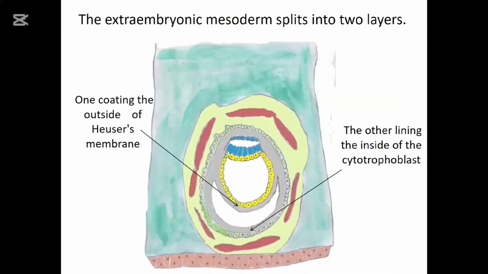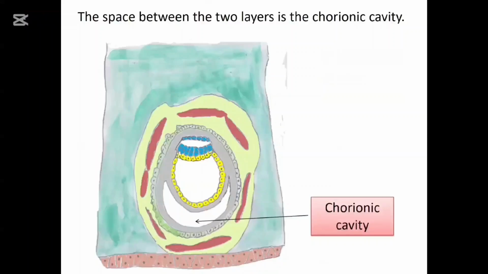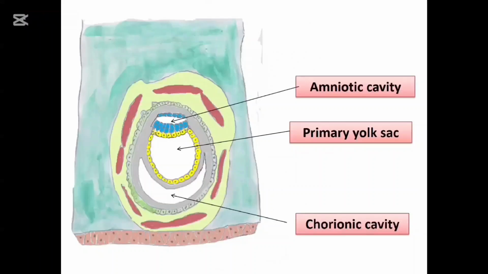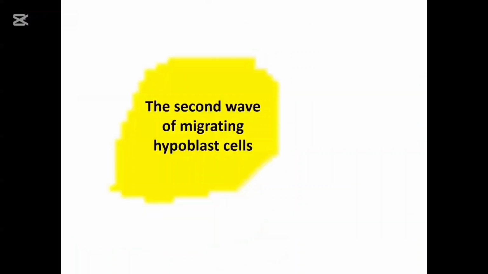The extraembryonic mesoderm will split in two layers, one coating the outside of Heuser's membrane, while the other lines the inside of the cytotrophoblast. And another cavity will show up, the chorionic cavity. Let me introduce to you the chorionic cavity, the third cavity, filled with fluid. So here we have the amniotic cavity, primary yolk sac, and chorionic cavity, filled with fluid to decrease the force of gravity, as I mentioned before.